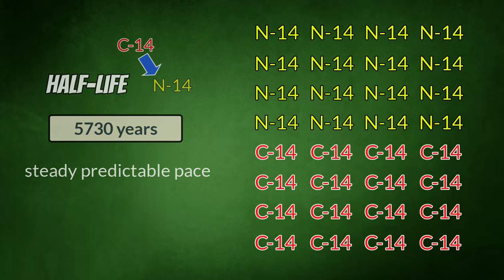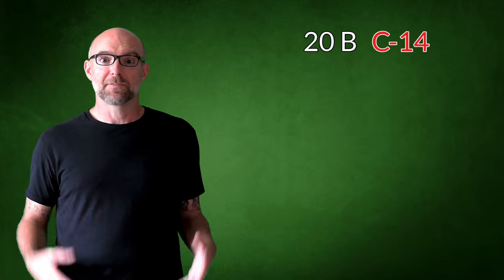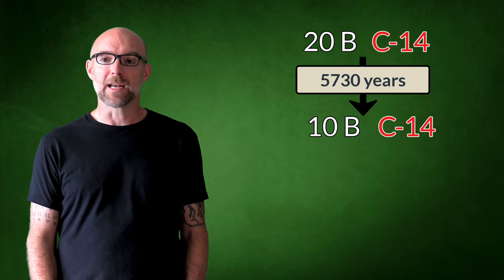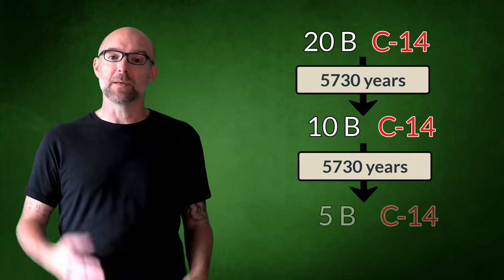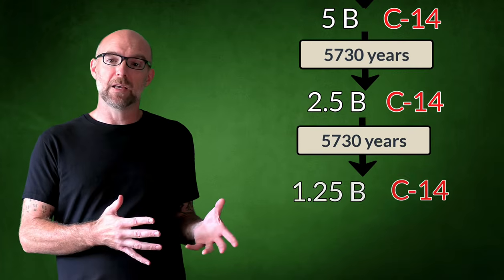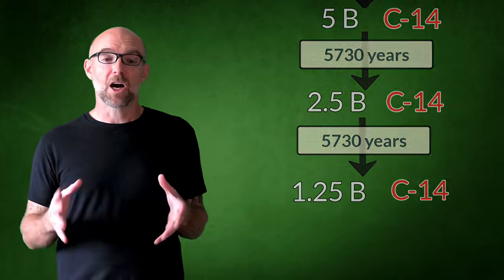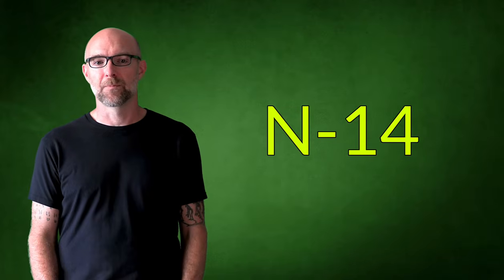into nitrogen-14. So if you started with 20 billion carbon-14 atoms in a leaf, after 5,730 years, only 10 billion will remain. After another 5,730 years, 5 billion remain. Then 2.5 billion, then 1.25 billion, and so on. The carbon-14 atoms steadily morph into nitrogen-14.